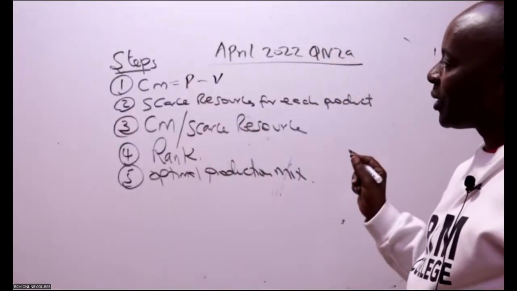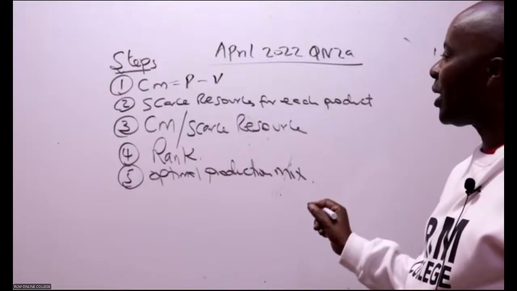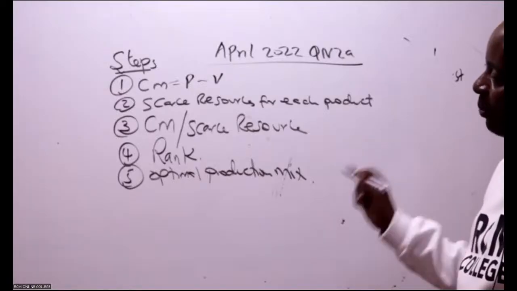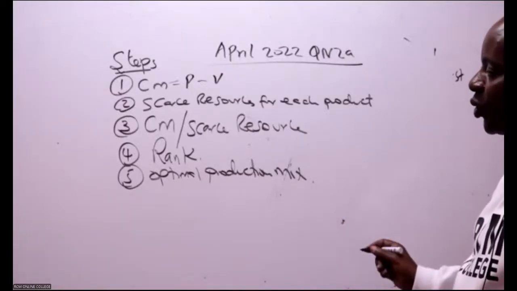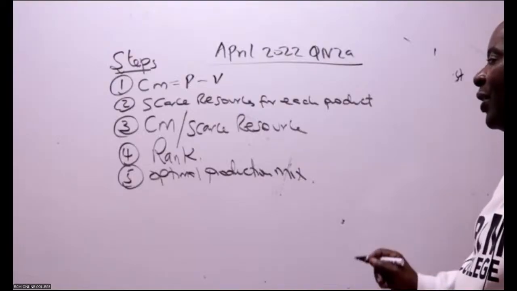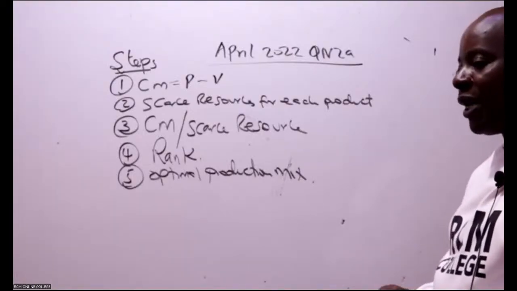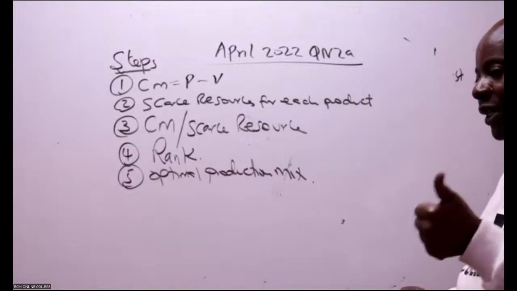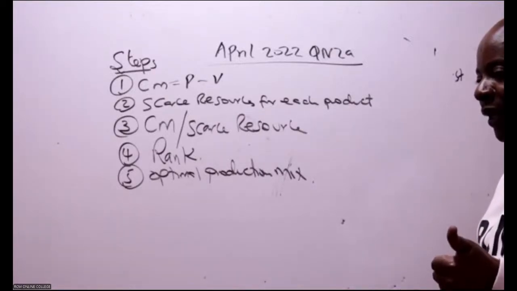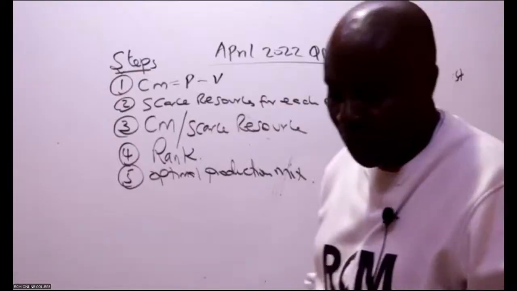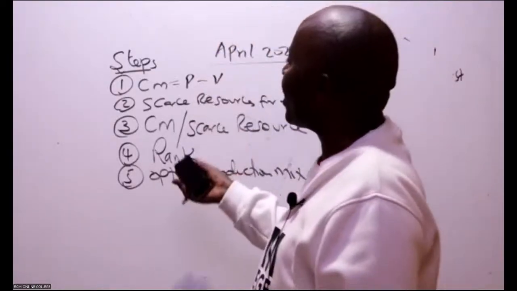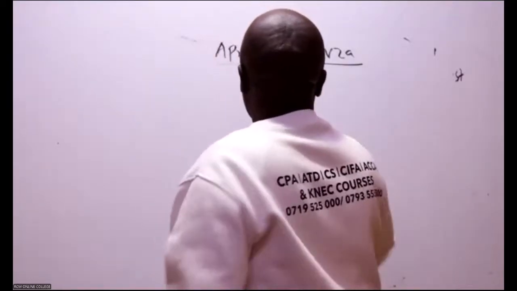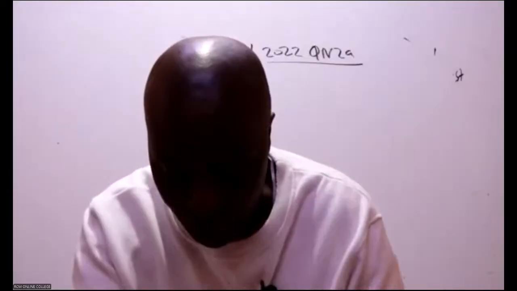Step 2, scarce resources per unit, or rather for each product. Then you give us a very important quotient, CM per scarce resource, you rank, and then number 5, lastly, you give us the optimal production mix. Have you guys finished writing this? Thank you so much. So then let's move slowly and get these low-hanging marks of contribution margin, where we shall write the selling price.